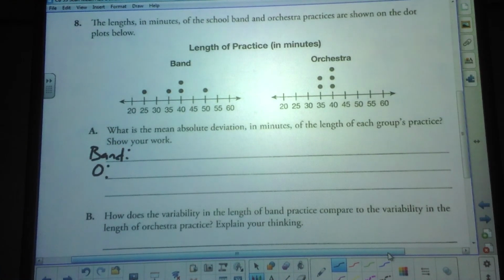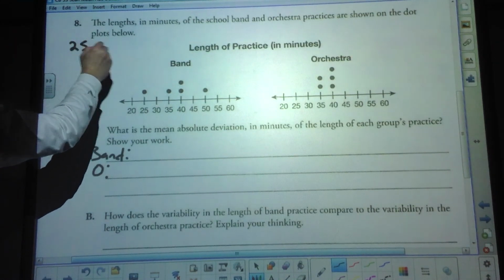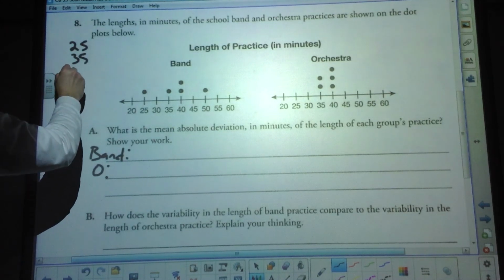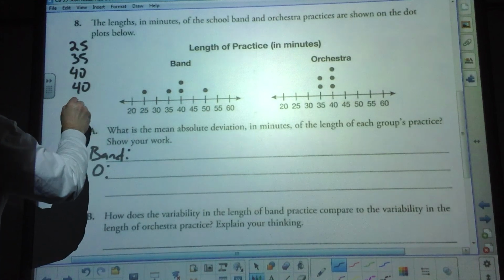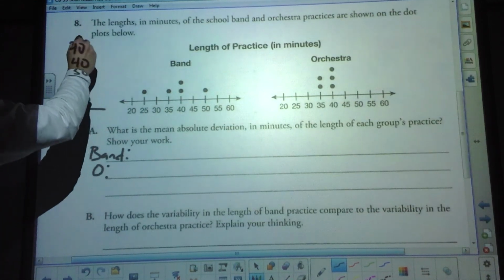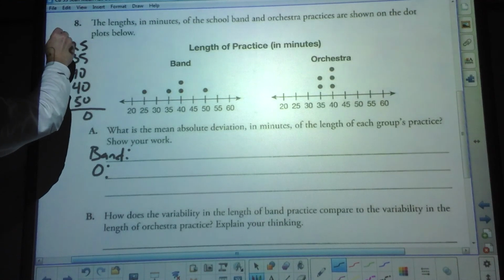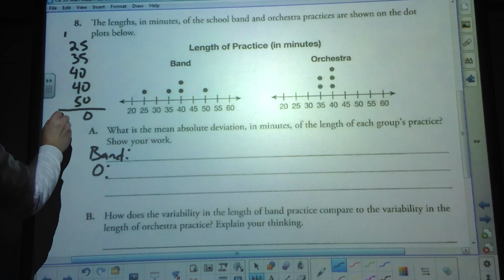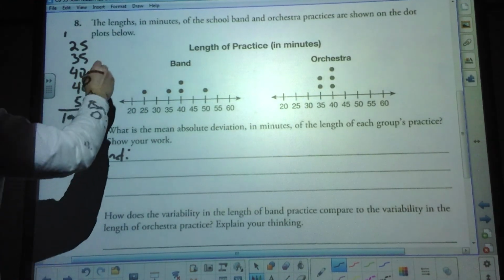Okay, so we've got 25. We're starting with the band. We've got 35, we've got 40. Don't forget there are two 40s. And then we've got a 50. Let's see, it's 5, 10, carry my 1. I got 3, 6, 10, 14, 19. 190. I have to find the mean, so I'm going to divide by 5.